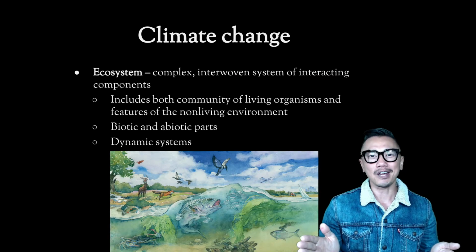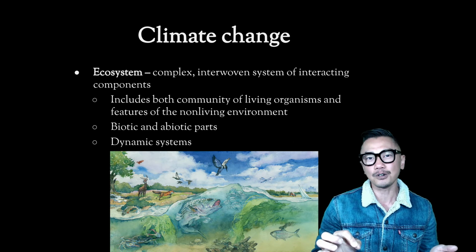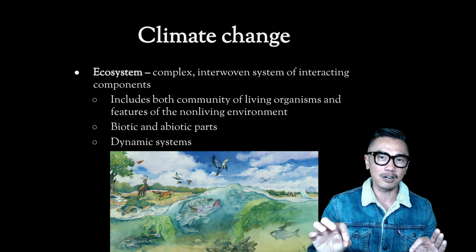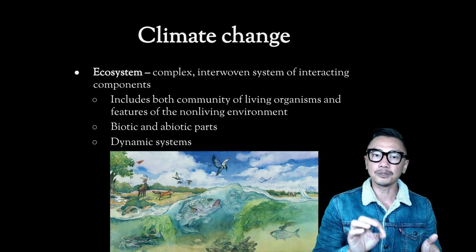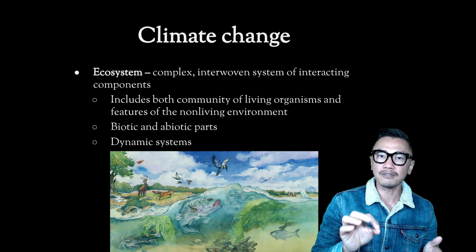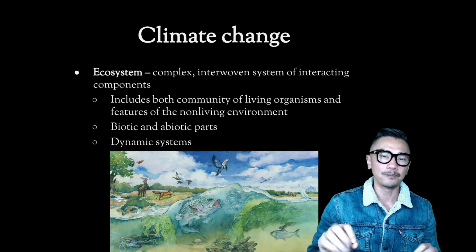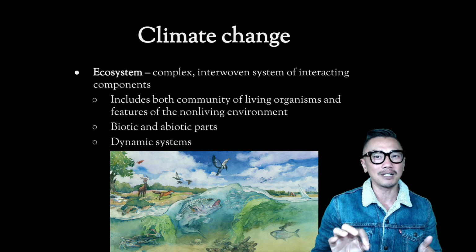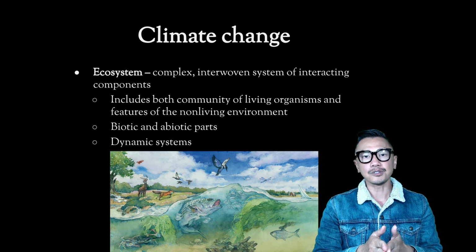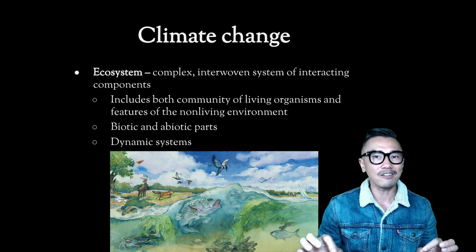To better understand how climate change has affected and will affect life on Earth, we have to study the environment on the ecosystem level. Ecosystems include both the community of living organisms and features of the non-living environment. Ecosystems have both biotic and abiotic parts. Ecosystems are dynamic. That means that they're complex and ever-changing.